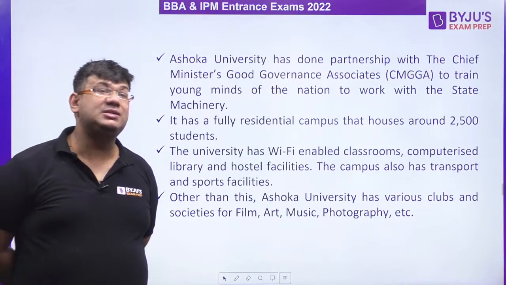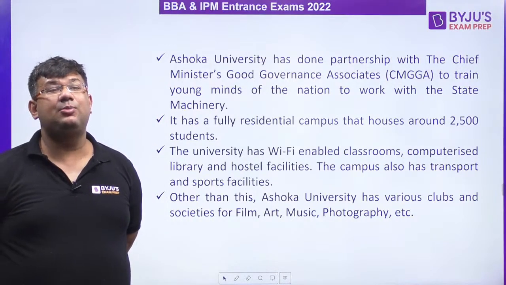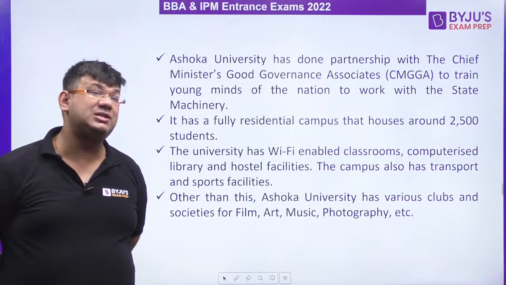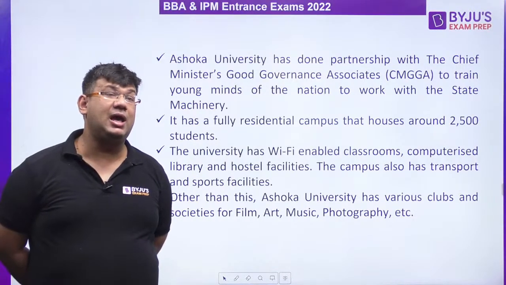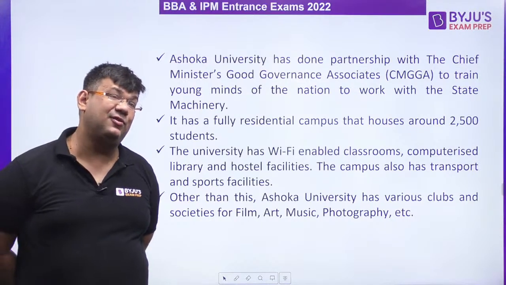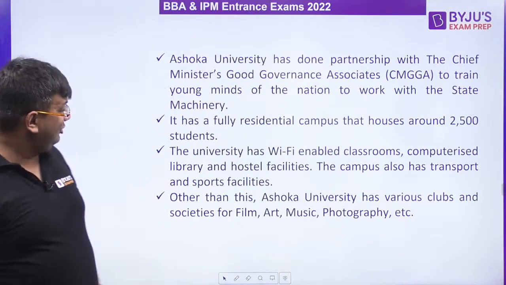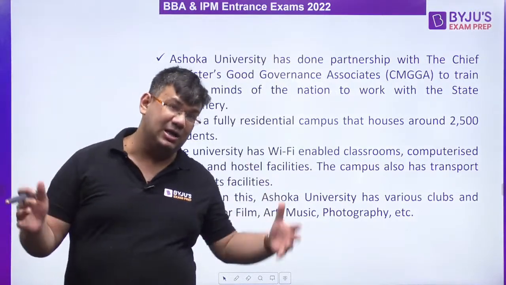There is a fully residential campus that houses around 2,500 students. There are Wi-Fi enabled classrooms, a computerized library and hostel facilities. Campus also has transport and sports facilities. Other than this, Ashoka has various clubs and societies for film, art, music and photography, etc. It is most famous for the subject area called liberal arts.